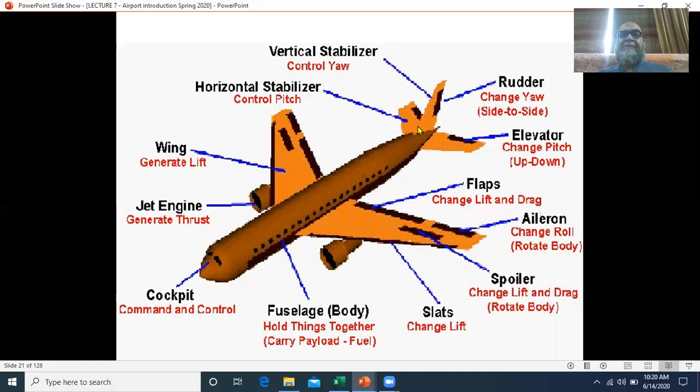Now come to the tail. The tail has two parts: the horizontal stabilizer, which controls the pitch, and on that part, there is another part we call the elevator. Then there is the vertical stabilizer. So the tail has got two parts, vertical stabilizer and horizontal stabilizer. In the vertical stabilizer, there is a rudder that changes yaw, side to side.